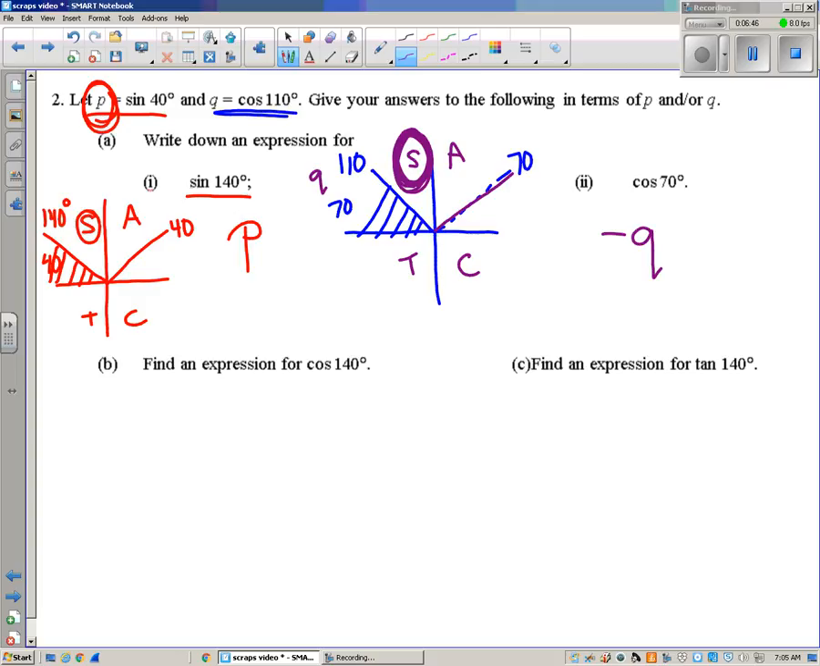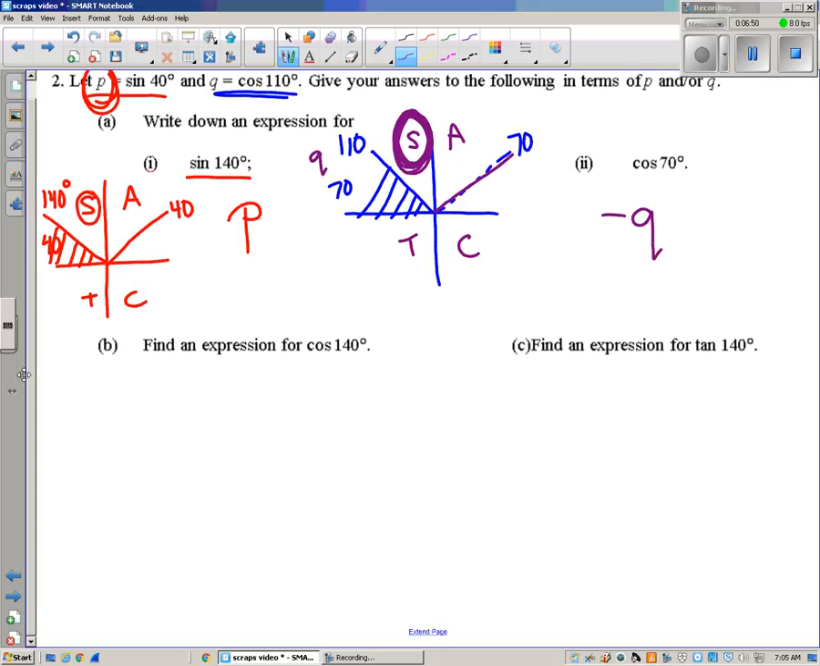If they want us to find an expression for the cosine of 140, this one is a little bit trickier. I don't know what the cosine of 140 is, but I do know what the sine of 140 is. We just solved for that. It's P. So if you have to use sine to get cosine, the only identity we know that can help us do that is our Pythagorean identity. There's no triangle here for us to draw in the last problem, just the fact about sine of 140.